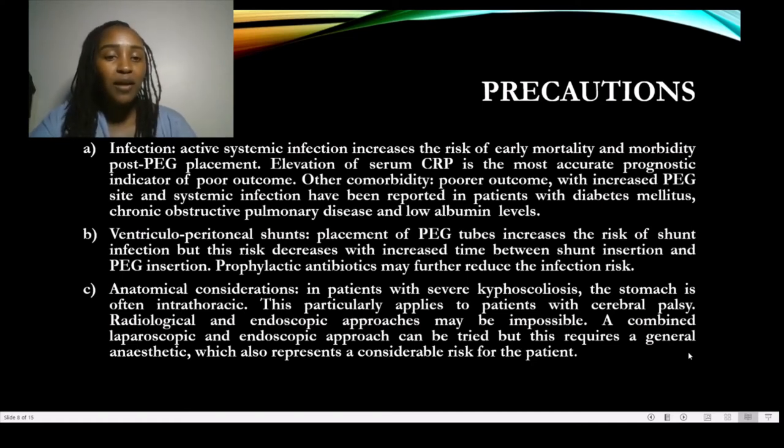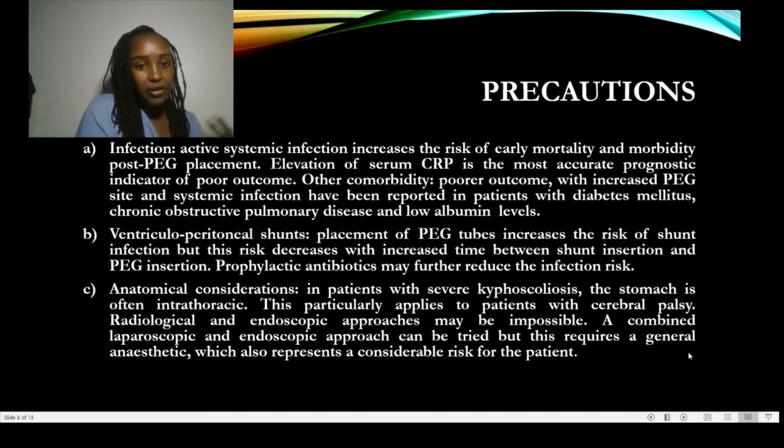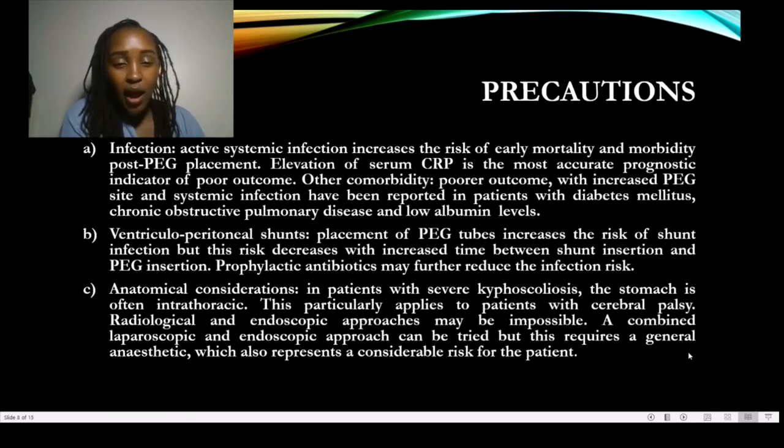Another precaution comes with ventriculoperitoneal shunts. Placement of a PEG tube increases the risk of shunt infection, but this risk increases with increased time between the shunt insertion and the PEG insertion. Prophylactic antibiotics may further reduce the risk of infection. So therefore, even a patient with a ventriculoperitoneal shunt may have a PEG tube inserted. However, if the duration is too long between the two insertions, you may want to consider another route of feeding.